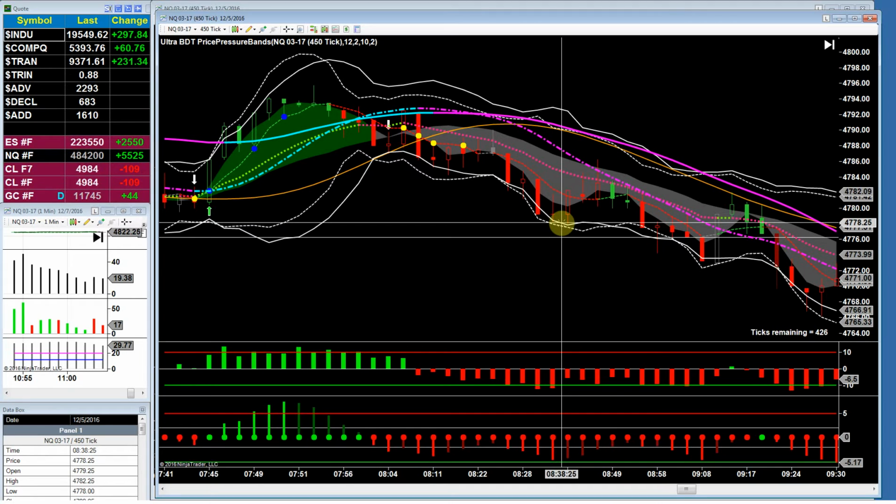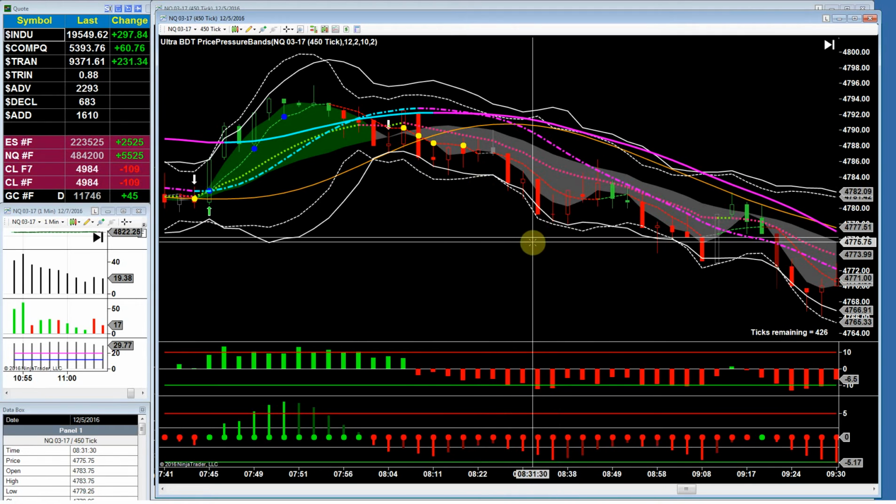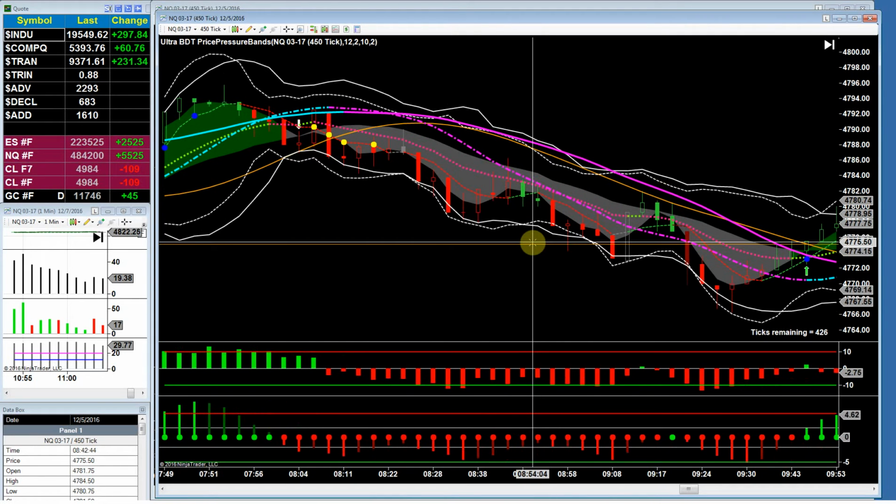Now, if you could double the size of your Boomerang trades from 3 to 6 points using just this tool, how much is that going to be worth? Price pressure bands. You see how valuable that is?